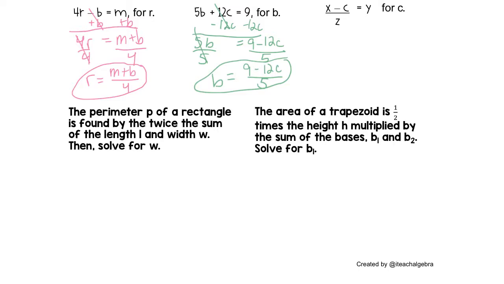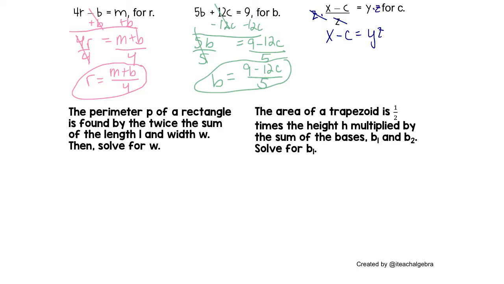One more like this. We have x minus c over z equals y, and we want to solve it for c. This is the most complicated one we've seen so far. We need to get to minus c, but we can't because z is on the bottom. So first we have to get rid of that divided by z. And the opposite of that is multiply by z on both sides. So z over z cancels, and I've got x minus c equals yz.